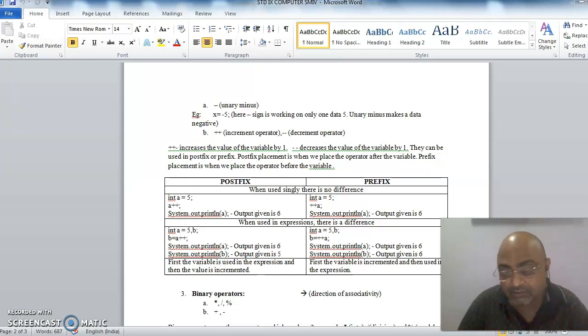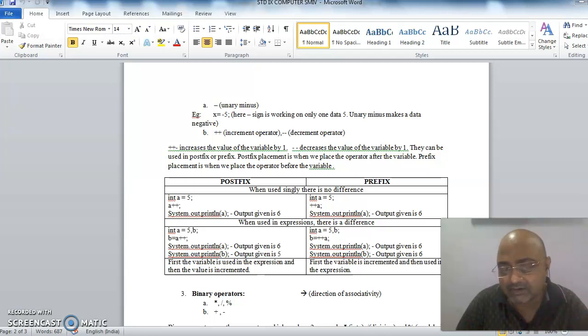When I use more than one variable in an expression, then it becomes different. So in expressions, postfix and prefix have a lot of difference, and this is one major topic of your syllabus, from where a question is 10,000% going to come. 10,000% is a hypothetical figure, I'm just telling it to emphasize its importance. It is a sure question which comes every time. So now notice you will be given questions like this: int a is equal to 5 and b is equal to a plus plus.